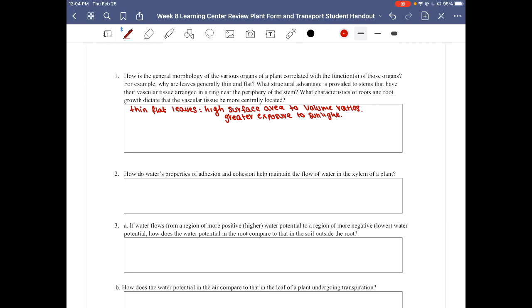Okay, so stems have vascular tissue arranged in a ring near the periphery of the stem. So this is helpful because the stem of the plant is usually there to provide structure for the plant, right? So we want the stem to be really strong so that the plant doesn't fall over or fly off when there's like a really big wind. So having the strongest tissues, which are the xylem and the phloem, in the periphery rather than in the center is going to help them be very rigid. So that's why plants have their vascular tissues in the periphery of the stem.